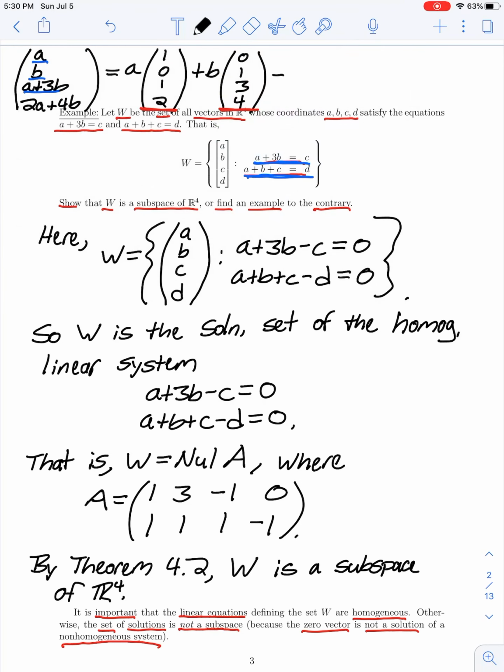If we were to write this as, say, A times a vector v1 plus B times a vector v2, since A and B are arbitrary real numbers, that shows that W is equal to the span of v1 and v2. And so by theorem 4.1 from our last section, W is a subspace. So that's another approach we could have used here.